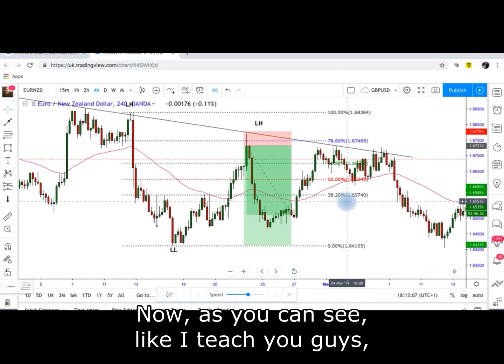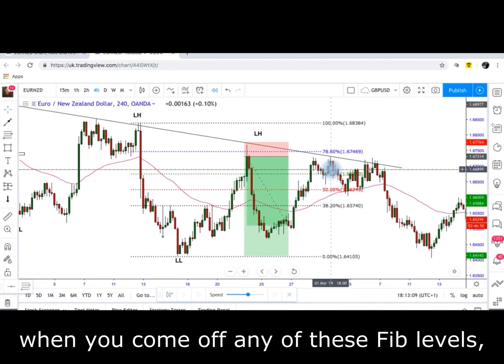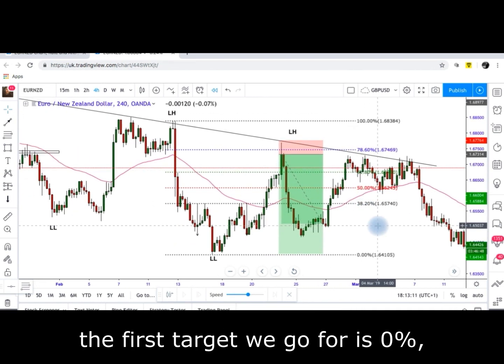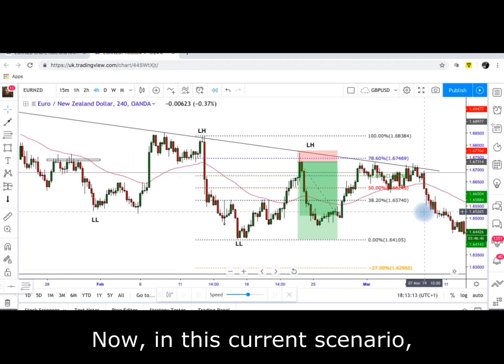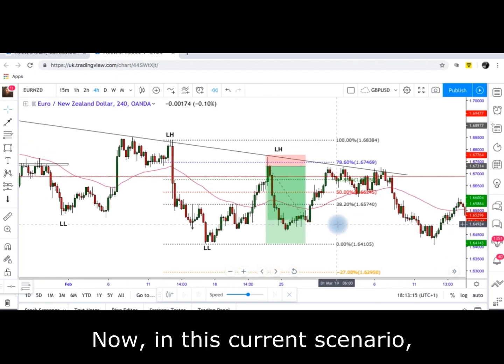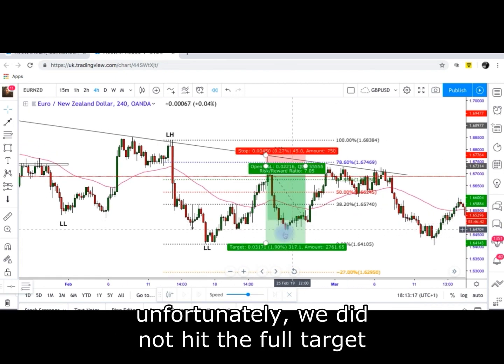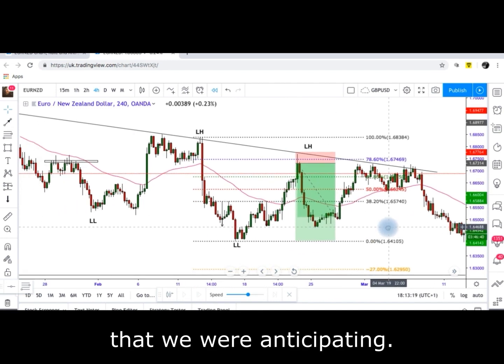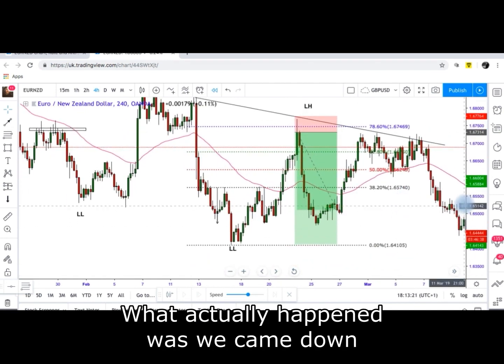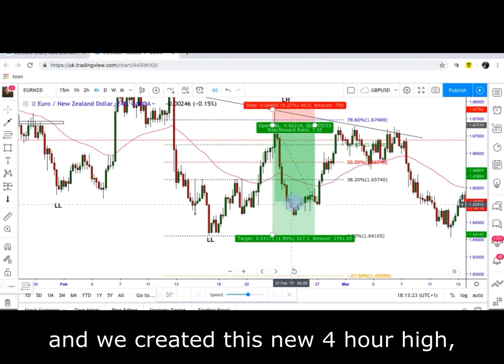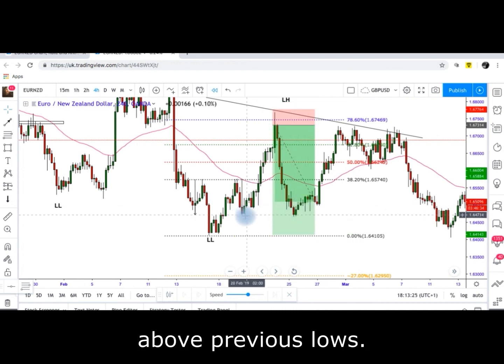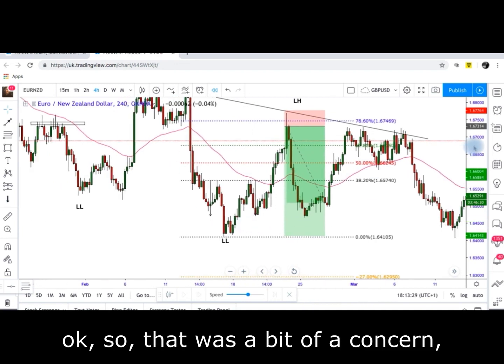Now, as you can see, like I teach you guys, when you come off any of these fib levels, the first target we go for is 0% to take off 50%. Now, in this current scenario, unfortunately, we did not hit the full target that we were anticipating. What actually happened was we came down and we created this new 4-hour high above previous lows. Okay, so that was a bit of a concern.